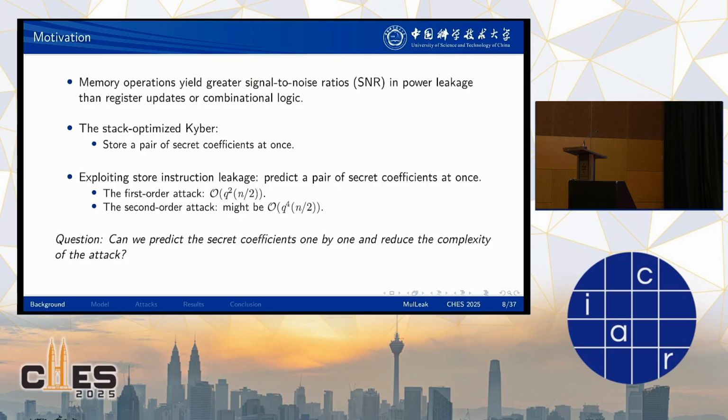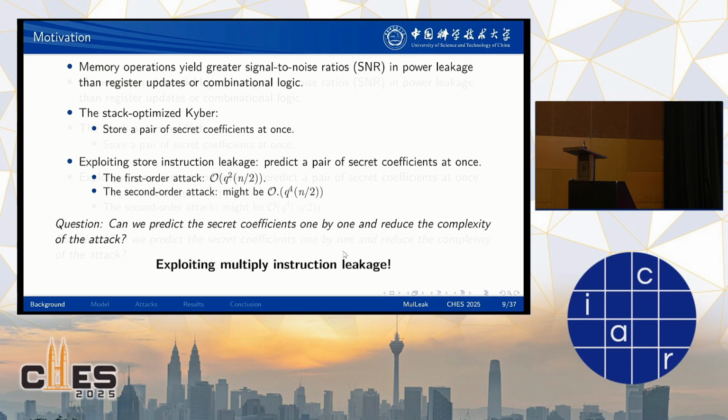This results in a first-order attack with a complexity of O(q^2 n/2), and a second-order attack with a complexity of O(q^4 n/2). Now, one question arises. Can we predict the secret coefficients one by one and reduce the complexity of the attack? Our answer is exploiting multiply instruction leakage.